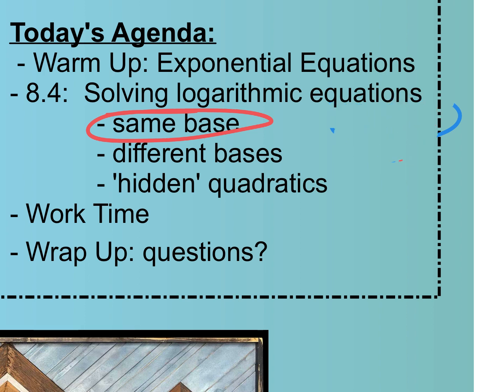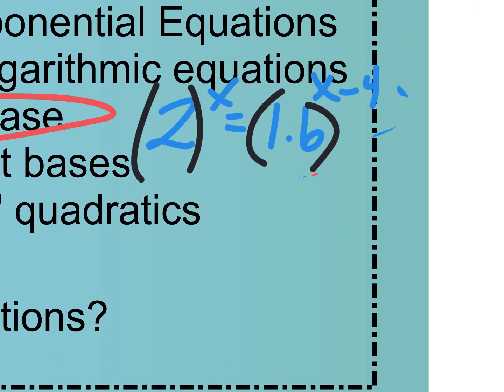What if it's 2 to the x, and I'll make it ridiculous, 1.6 to the x minus 4? You're not going to make those bases the same. So what are you going to do? We forget so quickly. You're going to put an ln in on both sides. Write that one down because you didn't remember what to do. You're putting in ln 2 to the x equals ln 1.6 to the x minus 4.